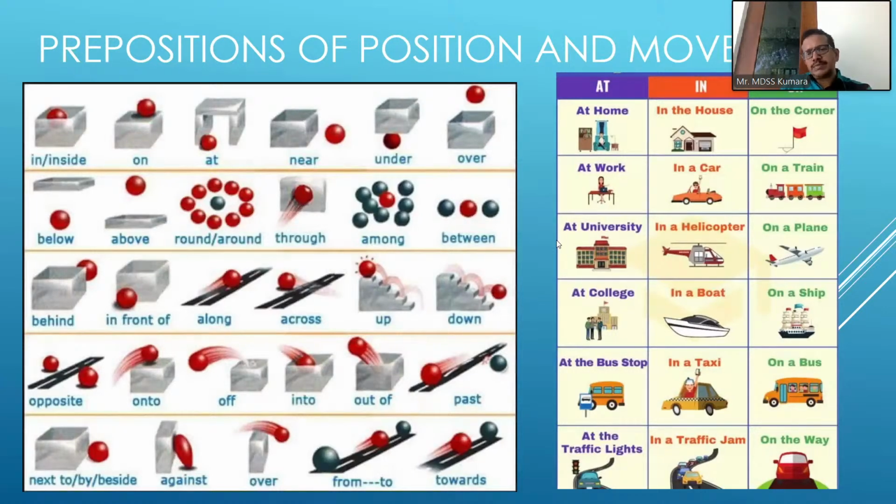Some prepositions we can use when we have to describe position and movement in relation to certain objects, which are basically nouns. For example, the first preposition is in or inside. You can say something like, the ball is in the box. So in relation to the noun box, the preposition we use here is in.